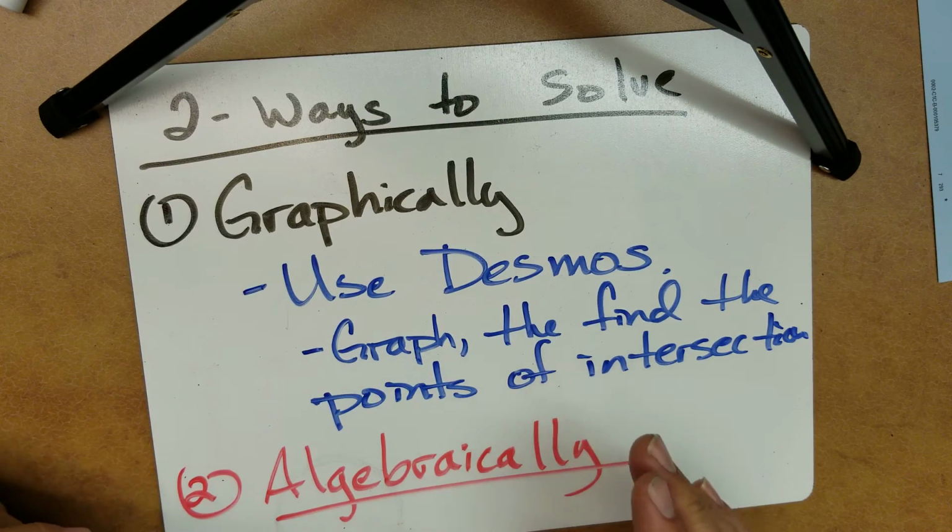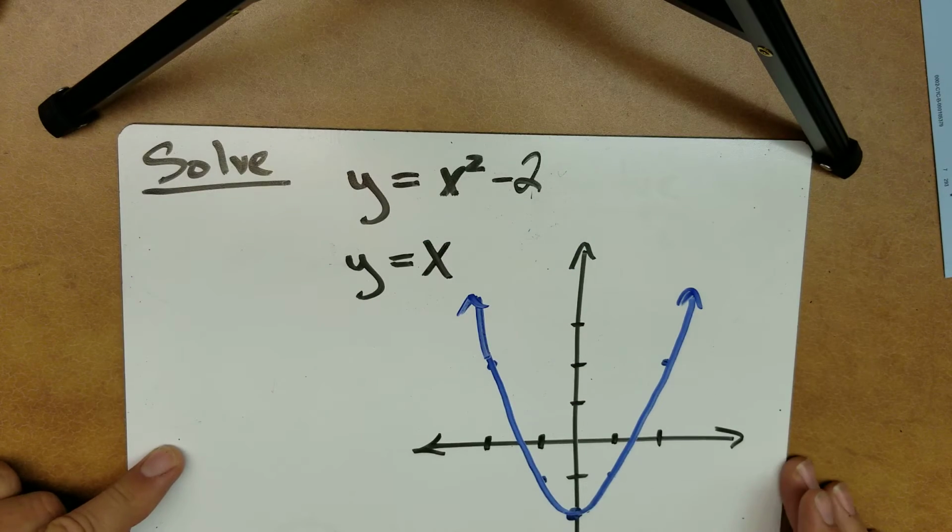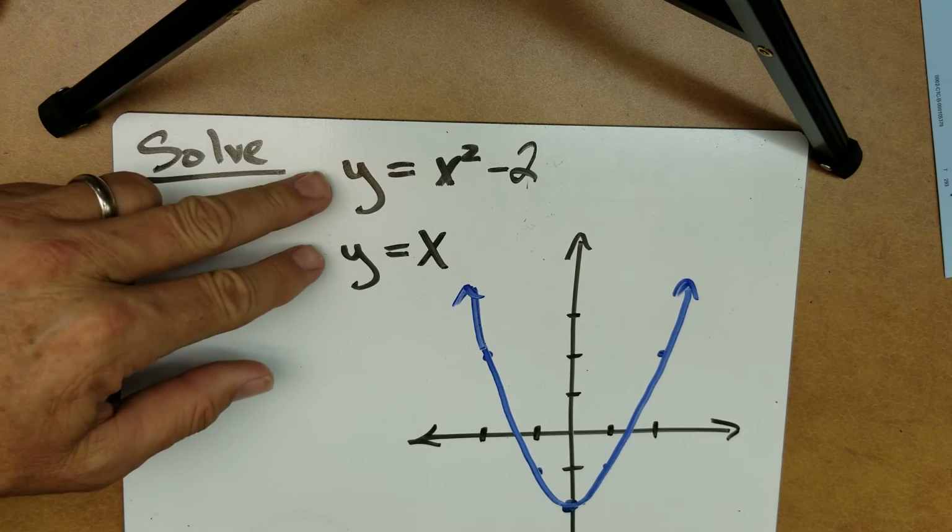Not that complicated. Plug it into Desmos, find the points of intersection. Those points of intersection are your answers. Let me show you an example real quick of what that might look like. Okay, so here's an example of a nonlinear system.